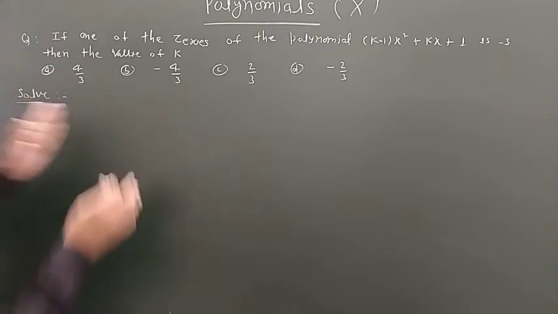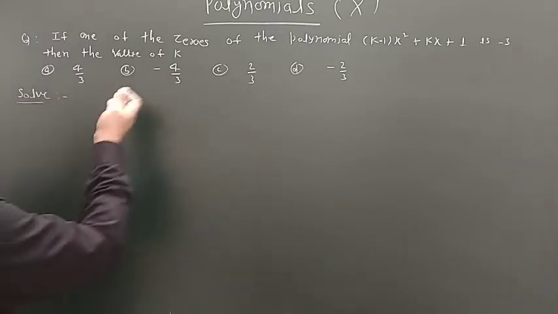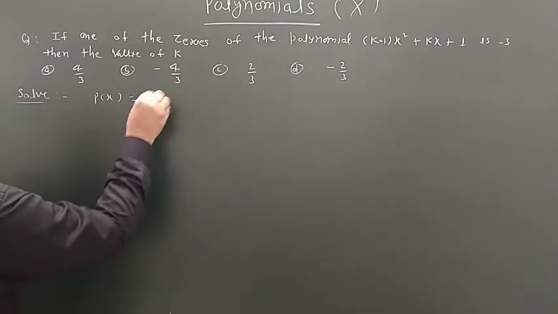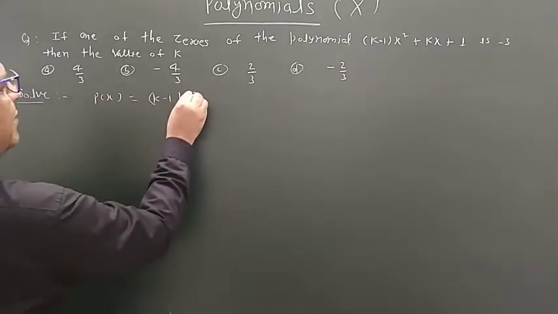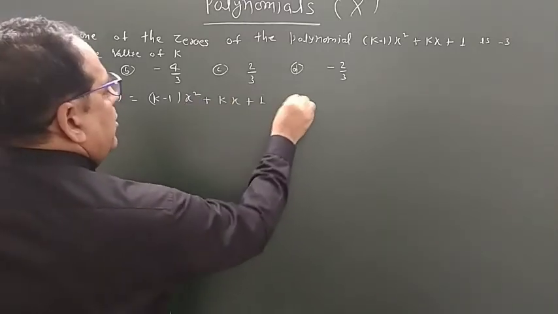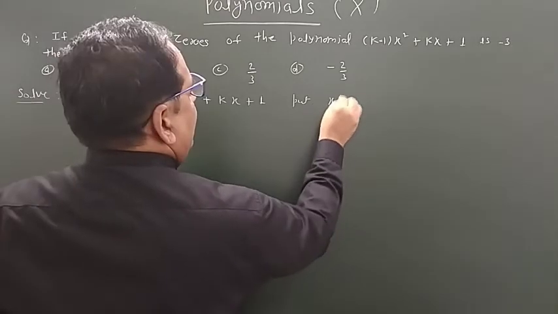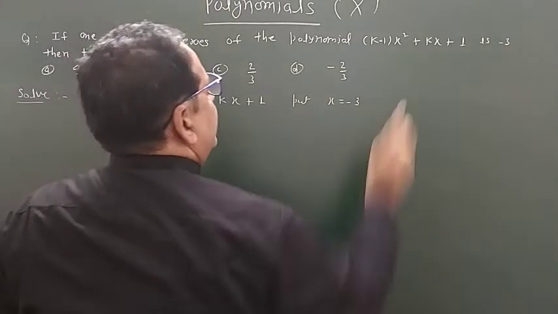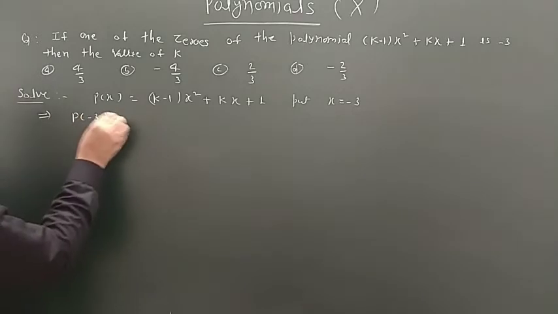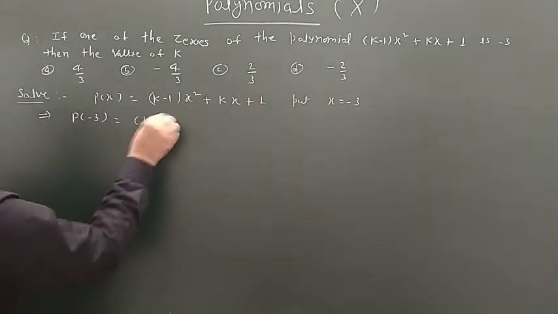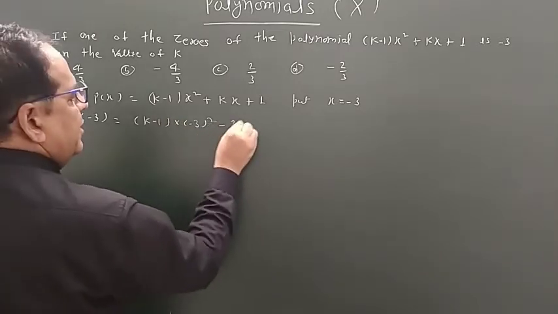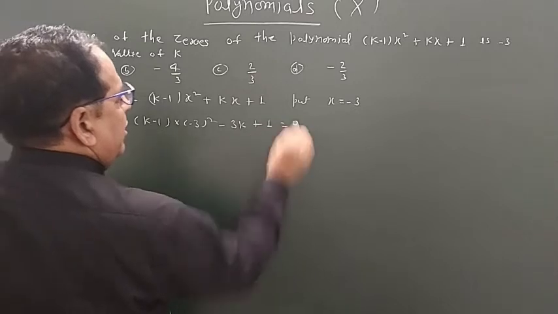This is the rough work for this type of questions because we have to find the correct option. So p(x) equal to (k minus 1) x square plus kx plus 1. Put x equal to minus 3 because minus 3 is the zero. So now we have p(minus 3) equal to (k minus 1) into minus 3 square minus 3k plus 1 equal to 0.